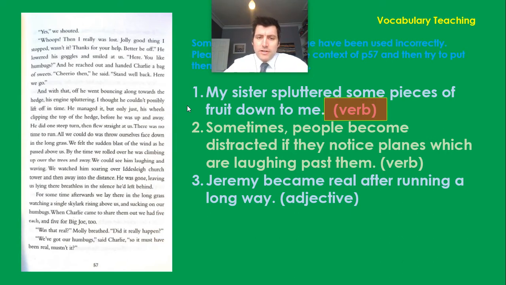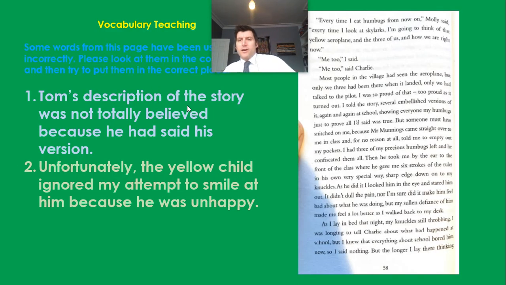And again, joined lovely handwriting, please. Every time I eat humbugs from now on, Molly said, every time I look at skylarks, and this is showing how special it was for Molly as well as for the boys, I'm going to think of that yellow aeroplane and 3 of us. This is then back to being a 3, whereas previously it had started to be a 2 and a 1. So this is one of those last moments for Tommy where he really remembers that. And the 3 of us and how we are right now.